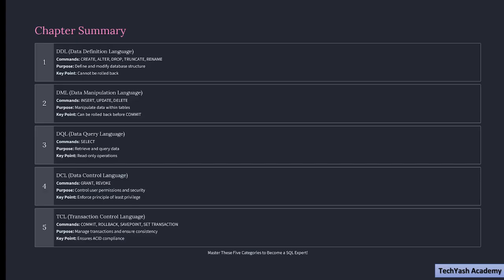So this is the chapter summary we can consider. DDL are the create, alter, drop, and truncate commands. DML is the data manipulation language. DQL is the data query language. DCL is the data control language, and TCL is the transaction control language.